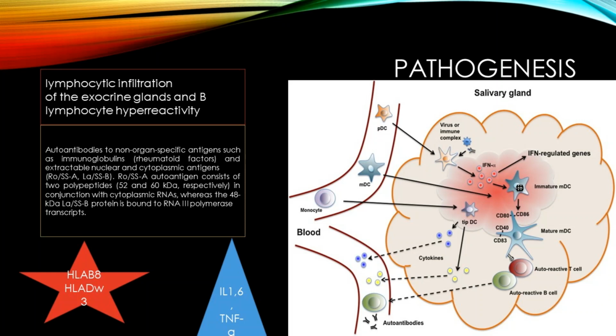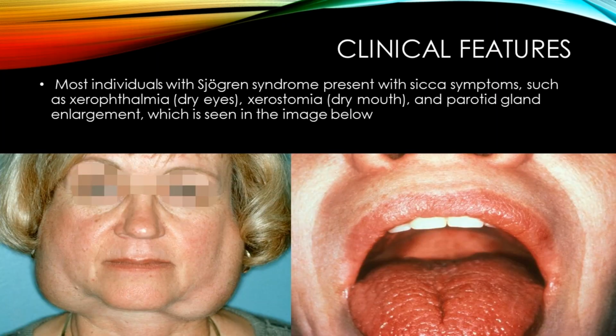polymerase III transcripts. And also the HLA-B8, HLA-DW3, and interleukin 1, 6, and TNF-alpha have a role in pathogenesis of Sjogren syndrome. In the diagram, you see the antigen-presenting cells, some cytokines, autoantibodies that can have a role in pathogenesis of Sjogren disease.